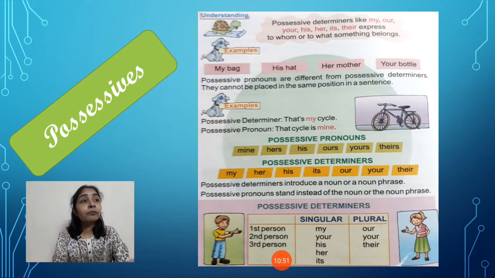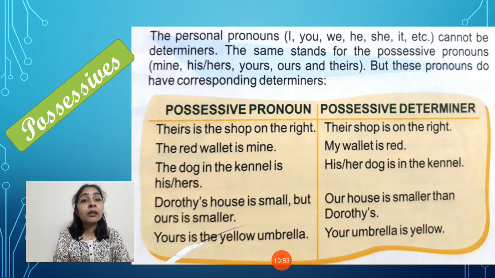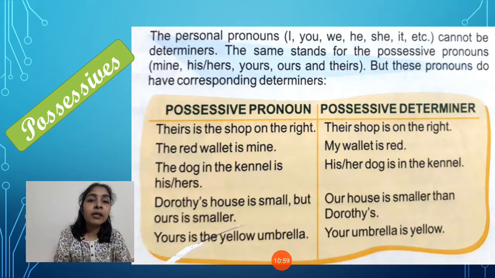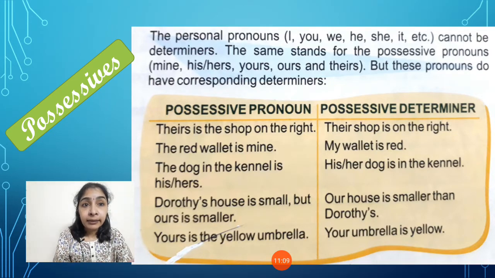Now when we talk about the possessive pronoun, let us understand it with the help of an example, what the difference is between the two. There's the shop on the right. Theirs is the shop on the right.